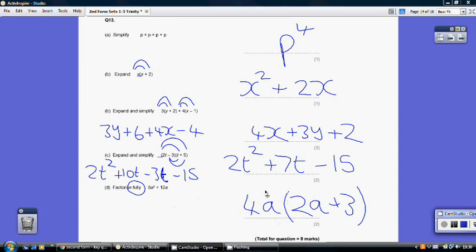Then we say to ourselves, 4a times what would give us 8a squared? Well, we need the 2 in order to get the 4 times 2 is 8, and we need another a to get the a times a, which is a squared. So 4a times 2a is 8a squared. Then moving on to the second term, well, it's a plus, so we put the plus sign in. Now 4a times what is going to give us 12a? Well, we need another 3. And then we can just check, because 4a times plus 3 gives us the plus 12a.